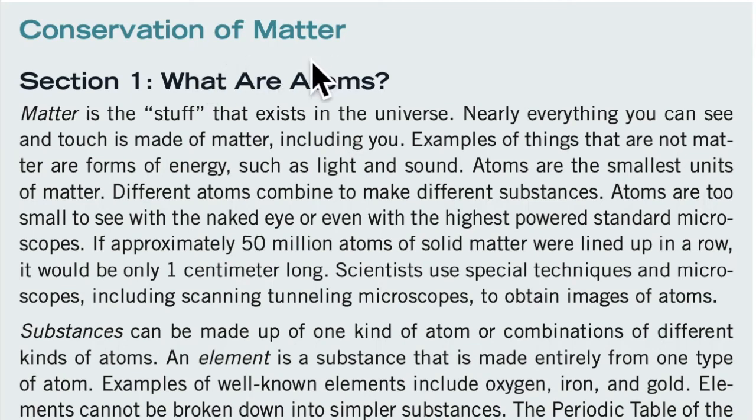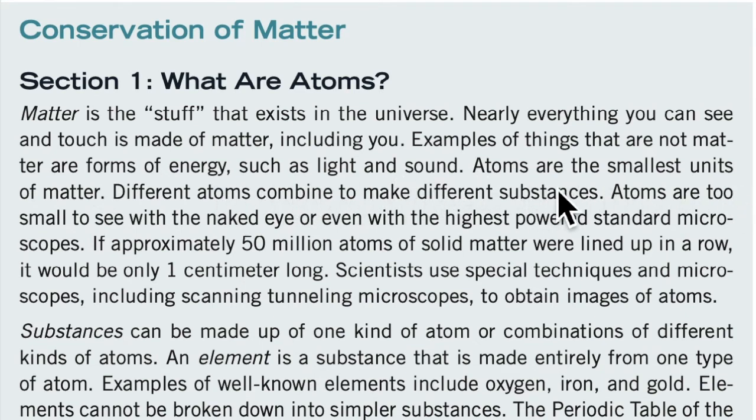Conservation of matter. Section 1. What are atoms? Matter is the stuff that exists in the universe. Nearly everything you can see and touch is made of matter, including you. Examples of things that are not matter are forms of energy, such as light and sound.